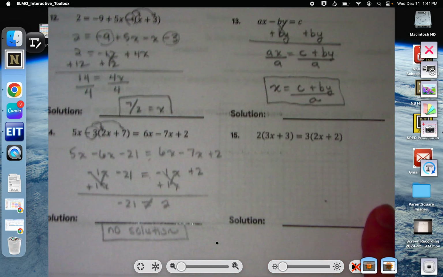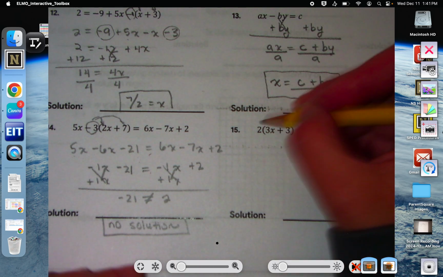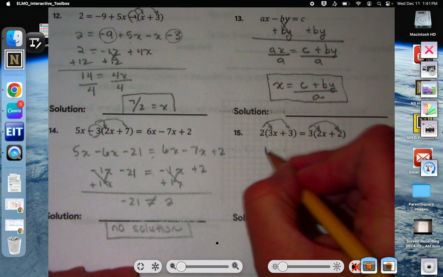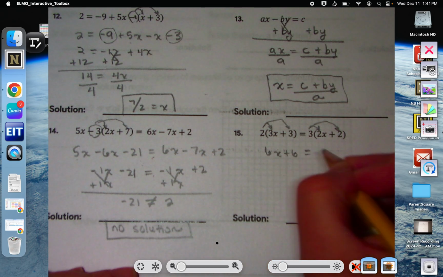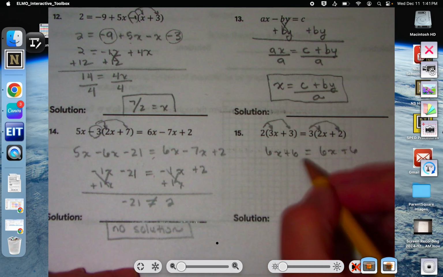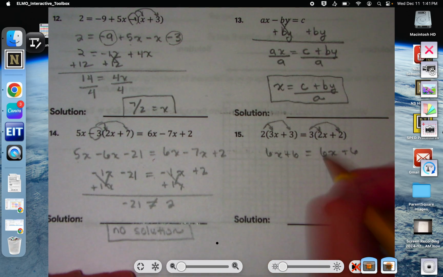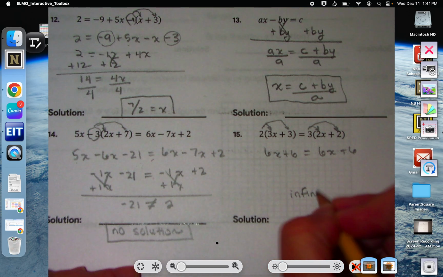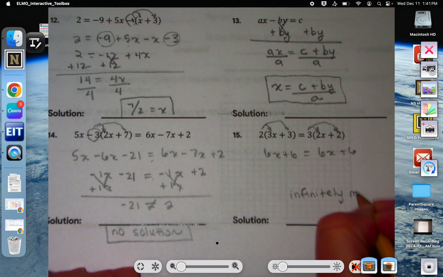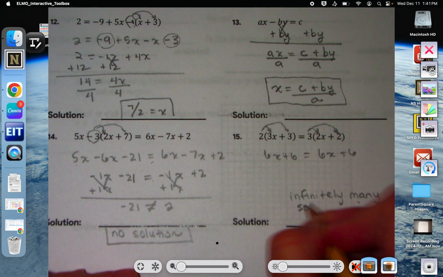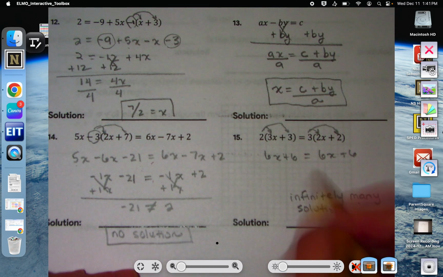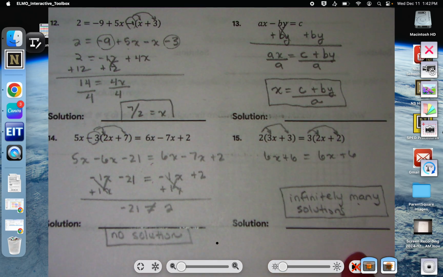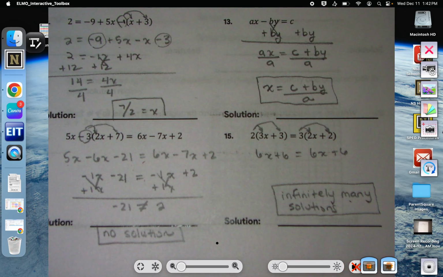Okay. And then number 15, when I distribute all the values, I get 6x plus 6 equals 6x plus 6. These right here are identical. That should be your signal that it's going to be infinitely many solutions. Okay, that's going to be part 1 of the answer key, questions 1 through 15.